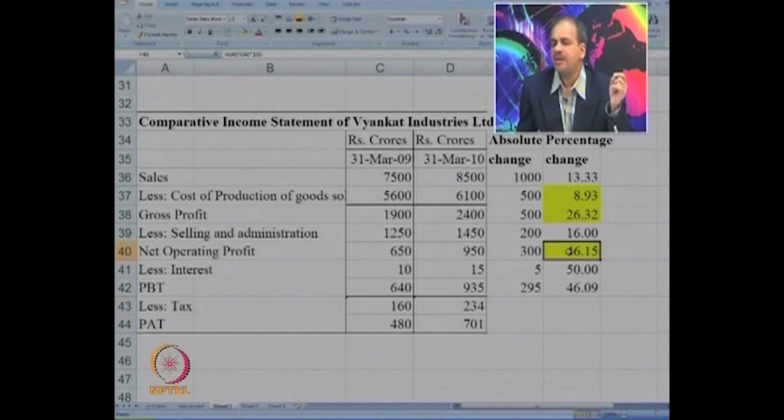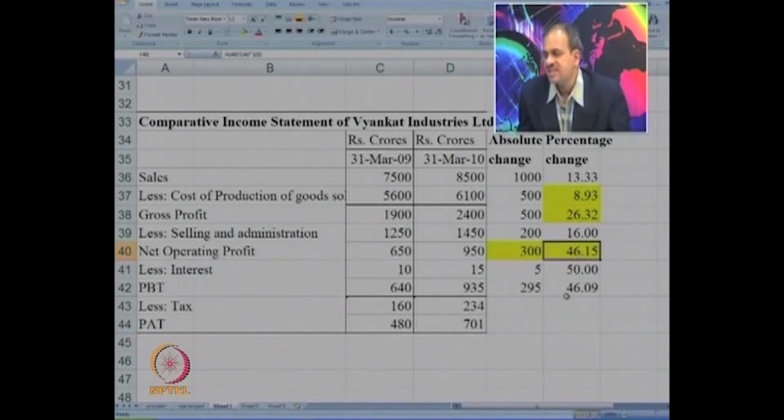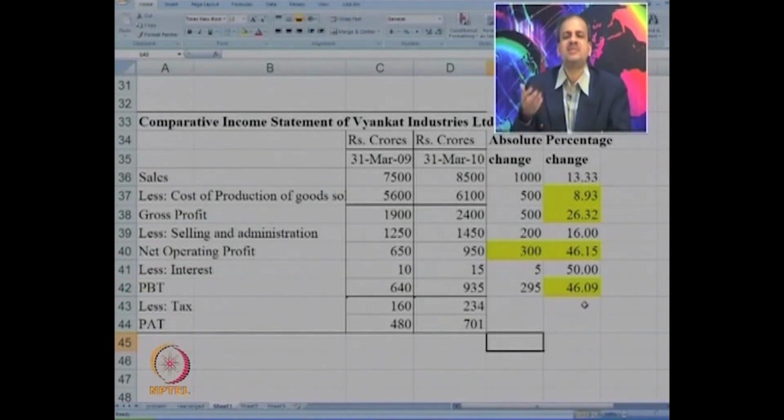Now why has this increase happened? It is mainly because though the sales are rising, the cost of production is controlled. That has helped them have a significant increase in profit. I'm sorry, not the net profit margin, but the net operating profit as a percentage over last year shows a good increase of 46%. Interest cost has also increased by 5, but the profit before tax has still increased by 46%. Again, this rise is mainly attributable to savings in the cost of production.